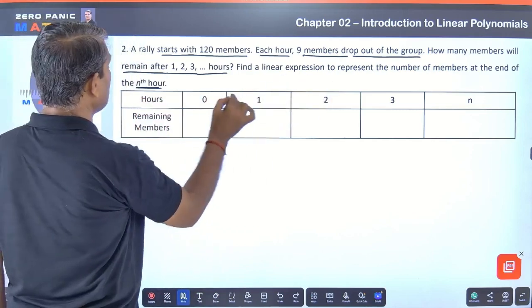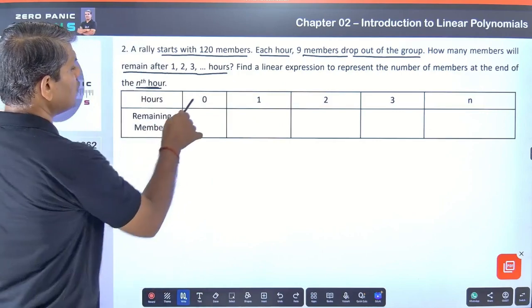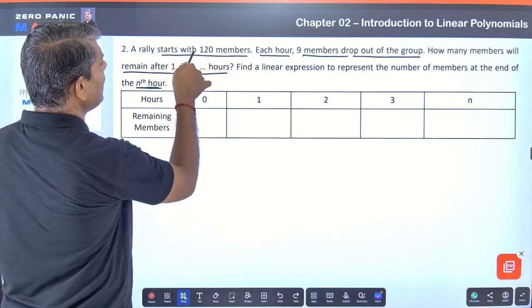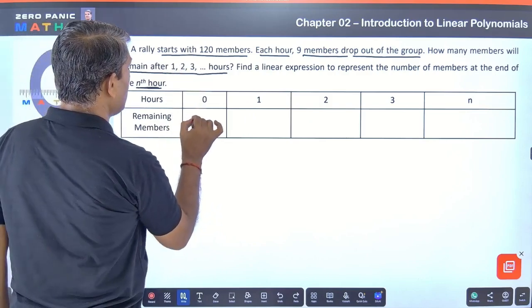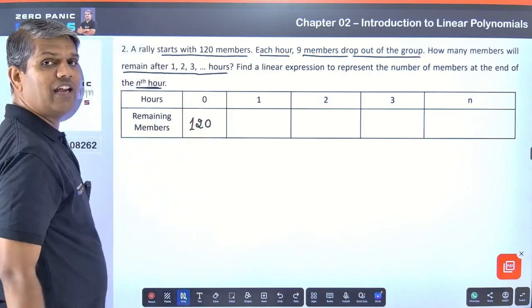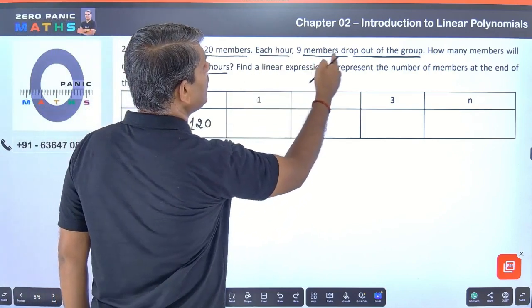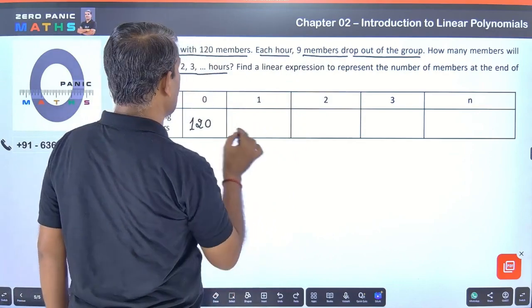Okay, hours in the first row I've taken and remaining members in the second row. So for the 0th hour, that is when the rally starts, what is the total number of members that exist there? It is 120 members. After 1 hour, as it is said here, 9 members will drop out from that.